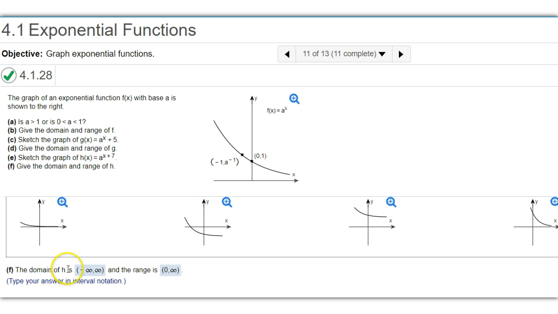And for the domain and range of this, again, your horizontal asymptote is still 0. So the range is from 0 to positive infinity, and the domain still includes all real numbers, so from -infinity to +infinity. A lot of stuff here and insight. Hopefully this is helpful.